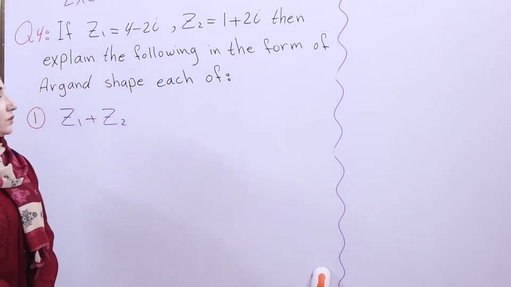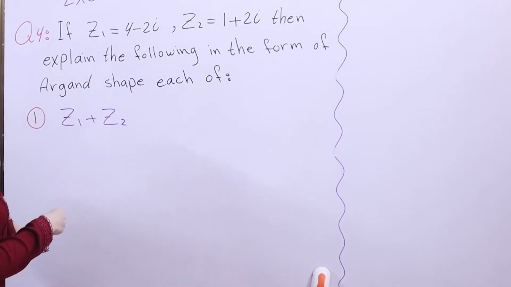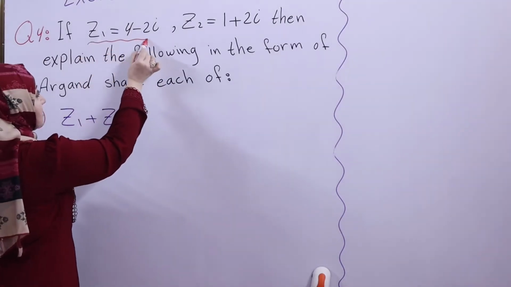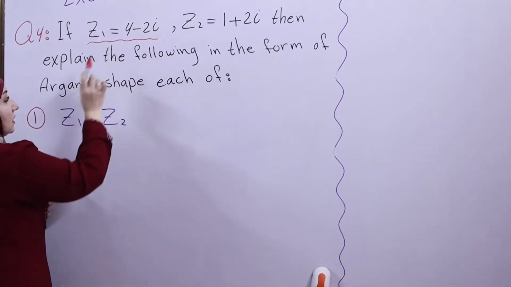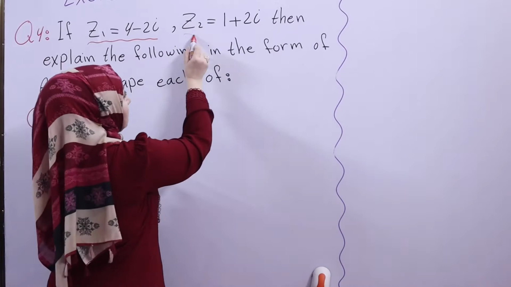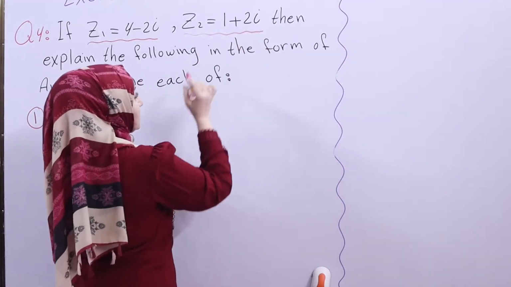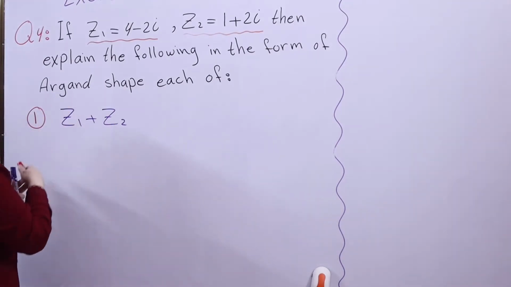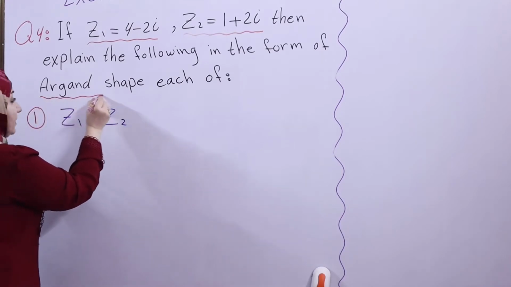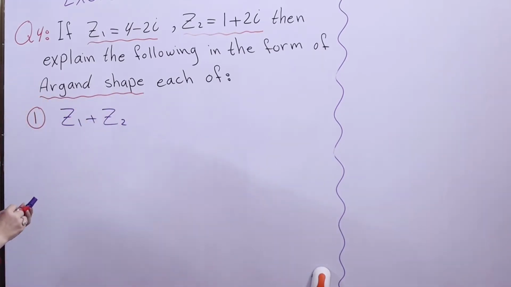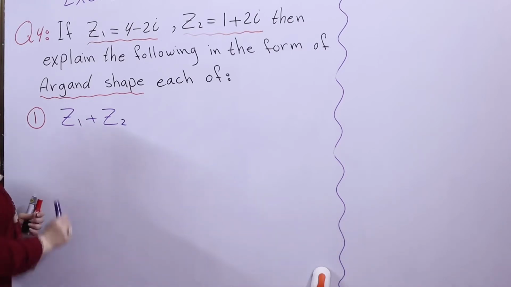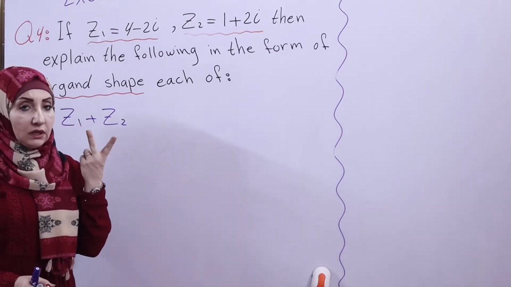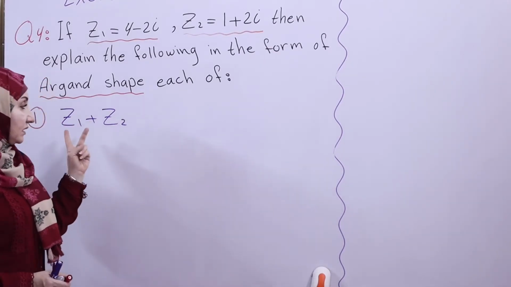And now we will solve question 4. If z1 equals 4 minus 2i, this is z1 and it's a complex number. z2 equals 1 plus 2i, also a complex number. Then explain the following in the form of Argand shape. First we have z1 plus z2. So we see we have the addition of two complex numbers and we want to represent it as an Argand shape.